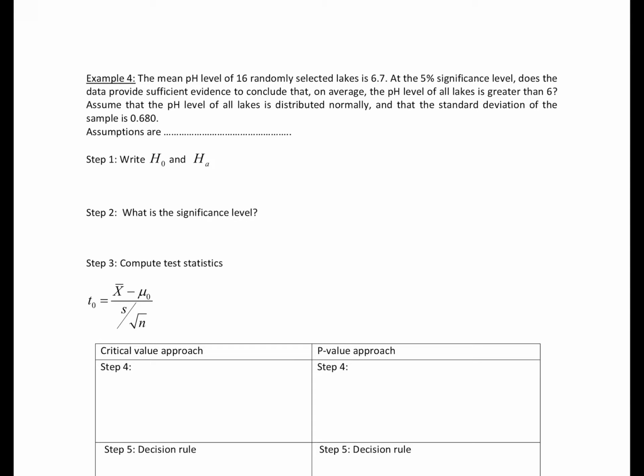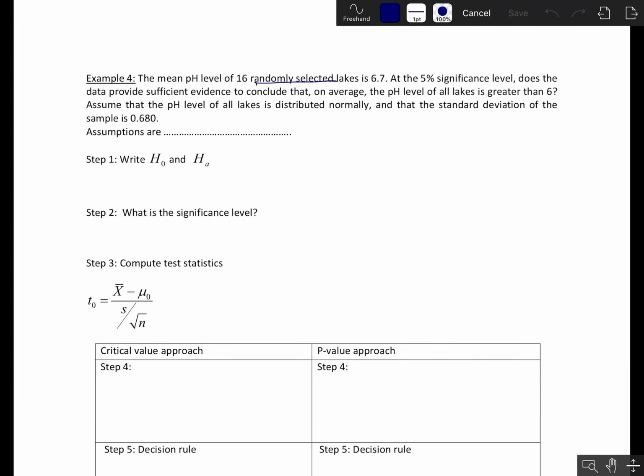So let's look at this example. Here it says the mean pH level of 16 randomly selected lakes is 6.7. So these are randomly selected. That's good. At a 5% significance level, does the data provide sufficient evidence to conclude that on average the pH level of all lakes is greater than 6? Assume that the pH level of all lakes is distributed normally and that the standard deviation of this sample is 0.68.